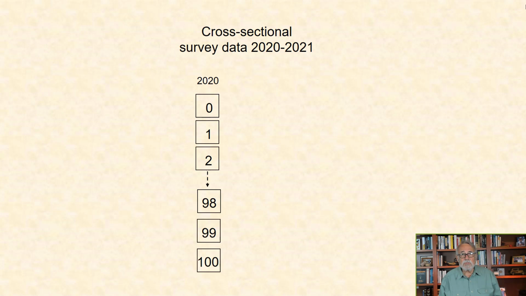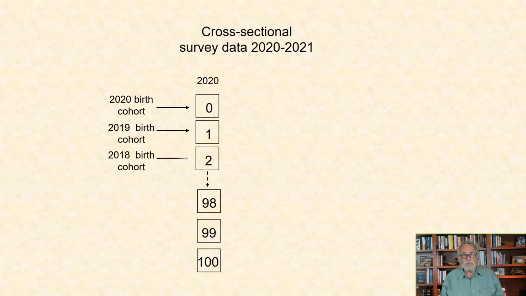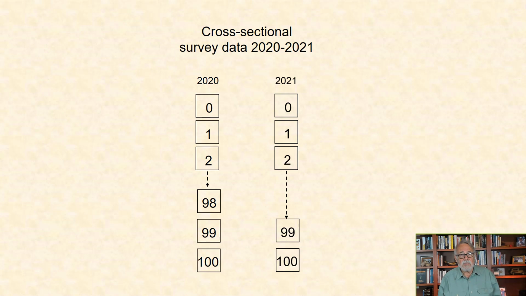Consider cross-sectional survey data that are gathered for a population in 2020 and 2021. In 2020, each age class from 0 through 100 contains a number of individuals, each of which is a member of a different birth cohort. Those in age class 0, the newborn, are in the 2020 birth cohort. Those in age class 1 are in the birth cohort of 2019, and the centenarians in 2020 are survivors from the 1920 birth cohort. In 2021, the same age classes are present, but consist of the survivors from 2020.